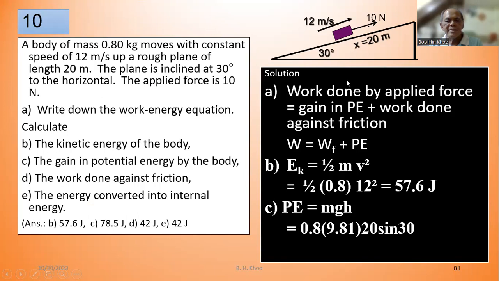Right? m is 0.8 kilogram, g is 9.81. And then you want to find this height there. Right? So it's 20 sin 30. Sorry, the side opposite this angle is sine 30, not cos 30. Cos 30 is this one. Okay, calculate out.